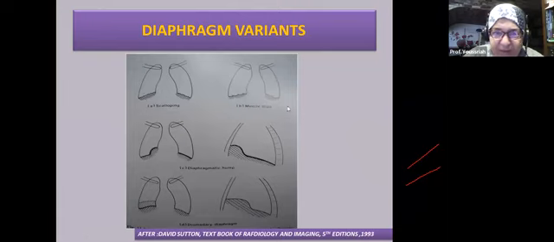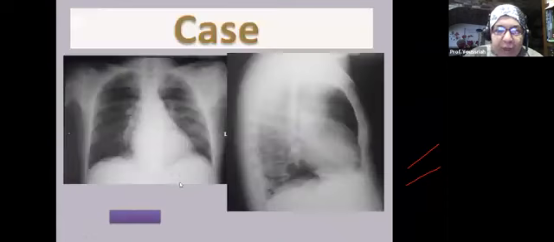Muscle slips, this is a variant. The elevation of the anterior aspect and the medial aspect, which is usually right-sided, is a diaphragmatic hump. If it's a large hump, we call it a dromedary diaphragm. Now here, look at the lateral film. Look at the diaphragm. There is scalloping of the diaphragm.